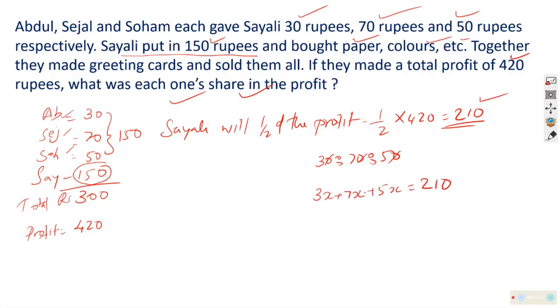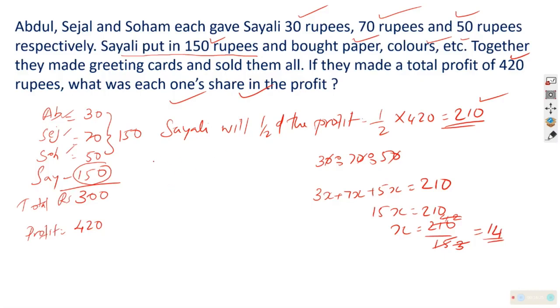That is the balance. Understood? So 3 plus 7 is 10, plus 5, 15x is equal to 210. x is equal to 210 upon 15. It can be divided by 5 easily. 3 5s are 15, here 4 5s are 20, so 42. Then you can divide 42 by 3 and you will get 14. x is equal to 14.